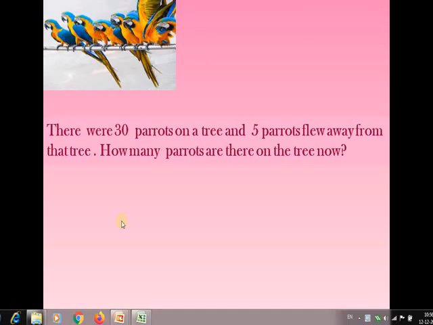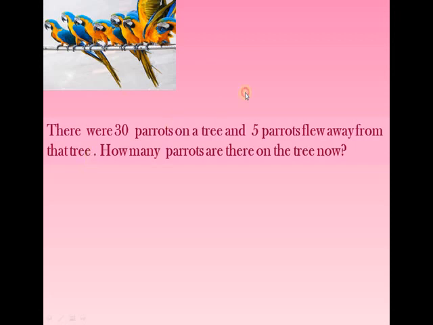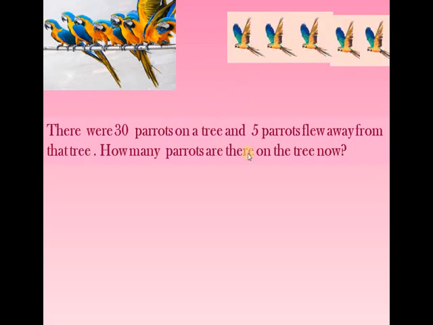Let's move to the next example. There were 30 parrots on a tree and 5 parrots flew away from that tree. How many parrots are there on the tree now? Total there are 30 parrots and 5 parrots flew away. That means there is some loss.